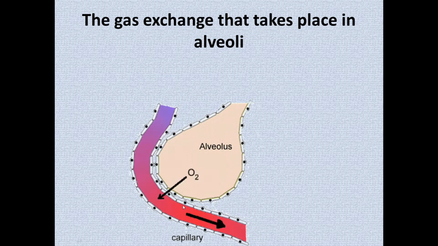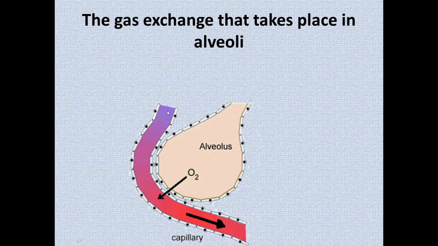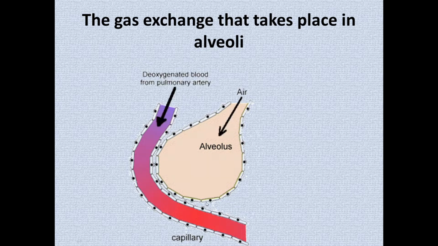To make this process so efficient, there is a very large number of alveoli in your lungs, and a very large number of capillaries around each alveolus.